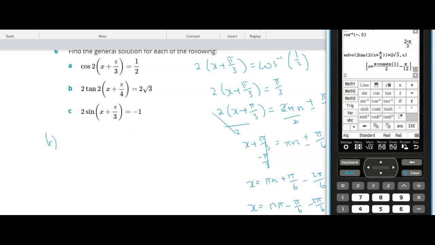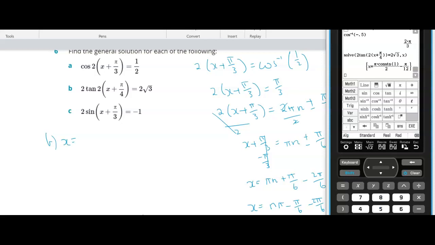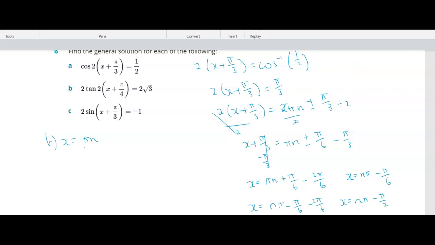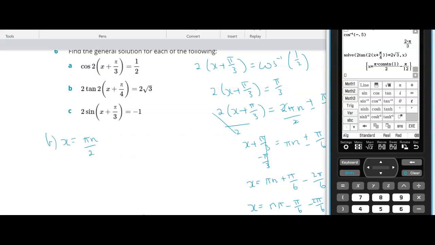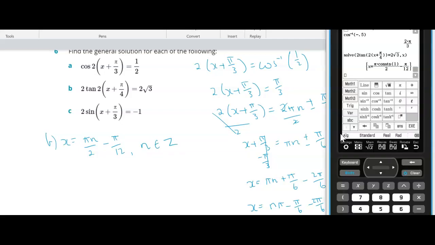So all you need to do is replace that constant with n. X equals pi n over 2. It doesn't matter if you write n pi or pi n, minus pi on 12. And just remember, you do have to write where n is an element of z. So that's all you need to do on your calculator. You just replace that constant with n. The number in the brackets just represents what constant it is.